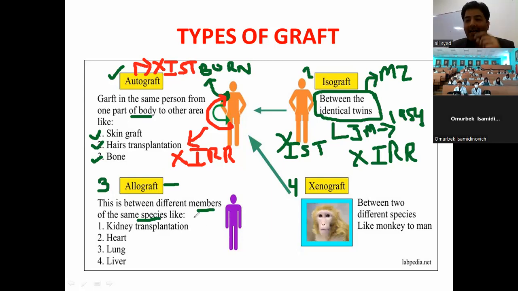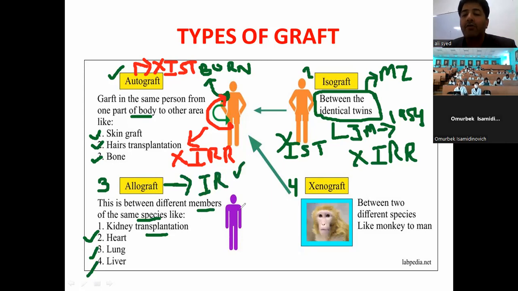So the third one is your allograft. What is allograft? This is between different members of the same species. If I take a graft from me and transplant it into my student, this is known as what? Allograft. From different members of the same species is known as allograft. For example, kidney, heart, lung, and liver transplantation, etc.